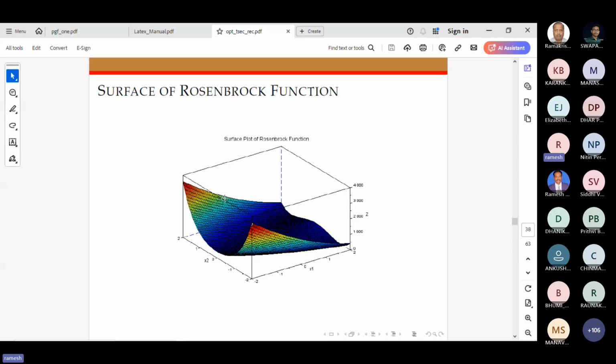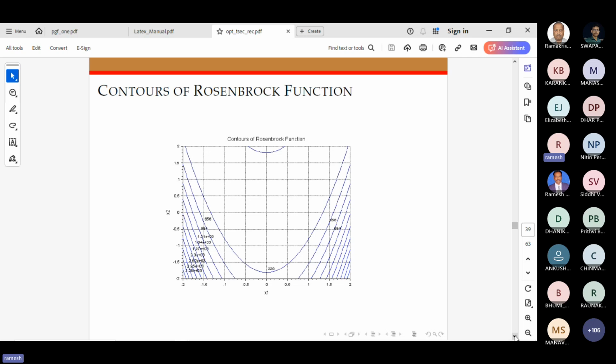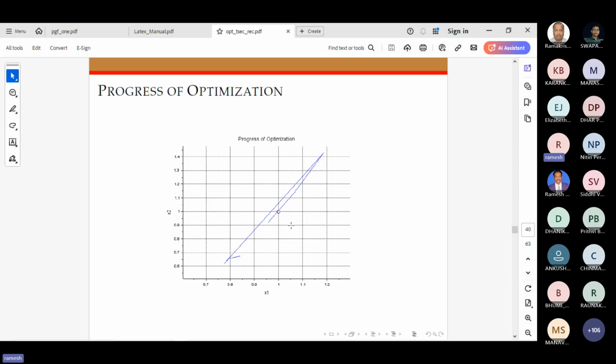So to find the minimum here, I'll show you one instance of running this. These are the contours of this function, and one instance of running DE will show you that this is the optimum, and this is how the DE progress has been shown here. So it starts at some initial point.